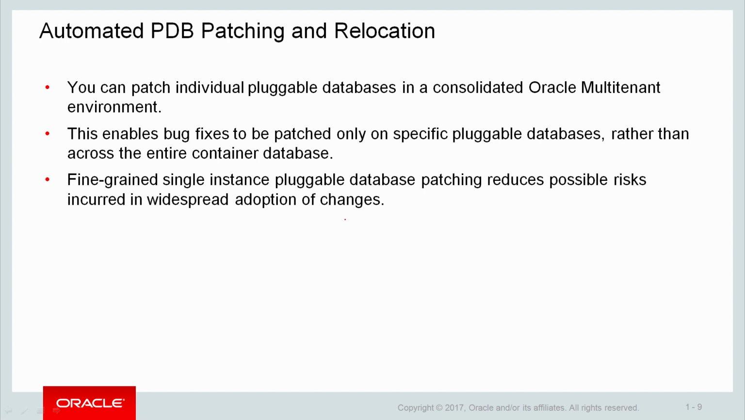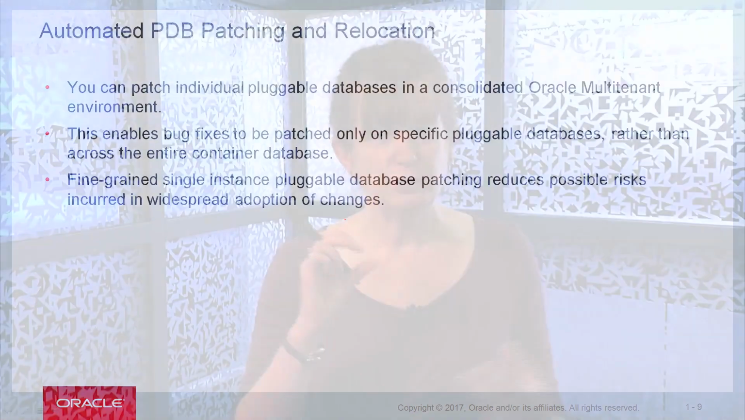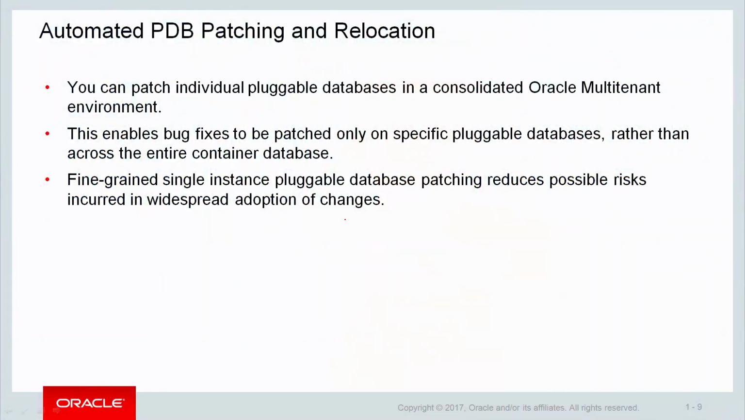This enables bug fixes to be patched only in specific pluggable databases rather than across the entire container database. Fine-grained single-instance pluggable database patching reduces the possible risks incurred in a widespread adoption of changes. So essentially you can patch your PDBs one at a time or a collection at a time rather than releasing the patch into all the PDBs at the same time. And if you hit a problem, there's a lot of users affected by doing that.